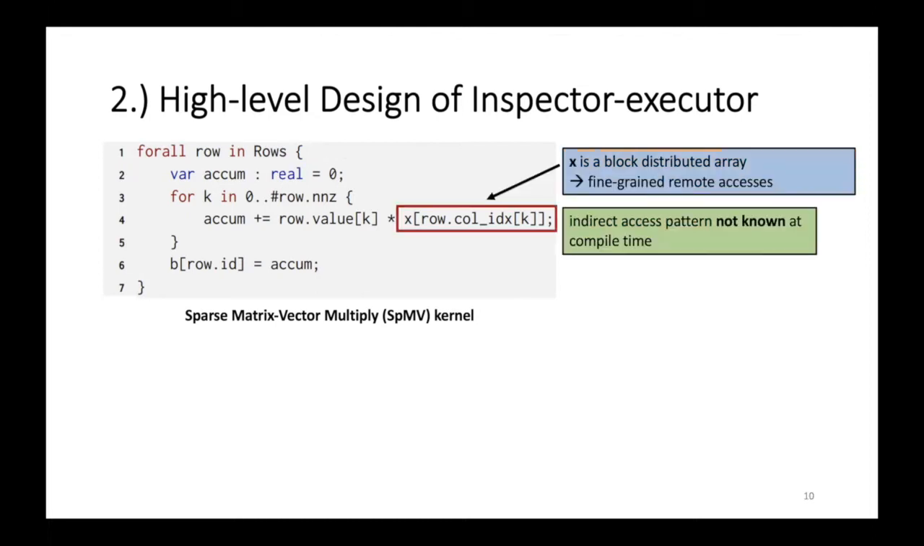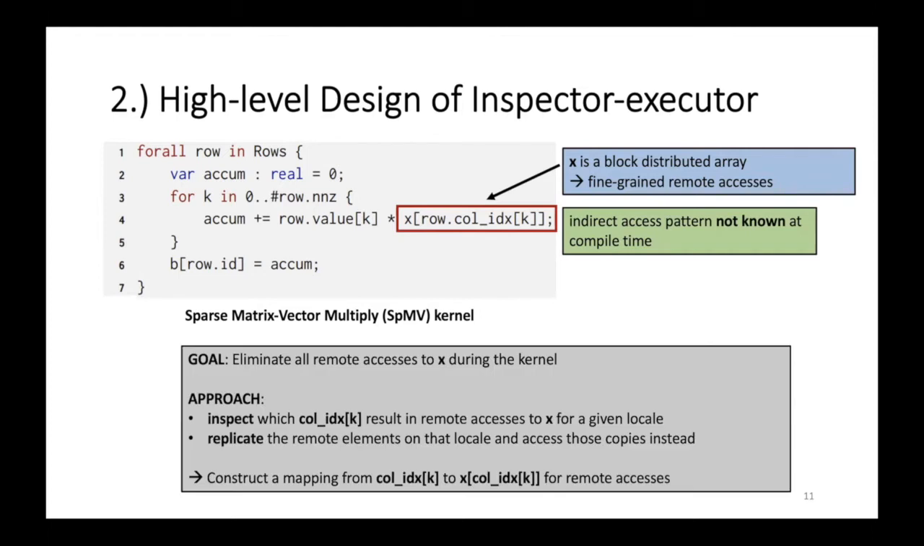And this is the performance bottleneck in SPMV. This is the irregular indirect access to the input vector, which is X. And we're accessing it by the indices defined in this column index array. And this is not known at compile time because it's dependent on the actual sparse matrix you're operating on.